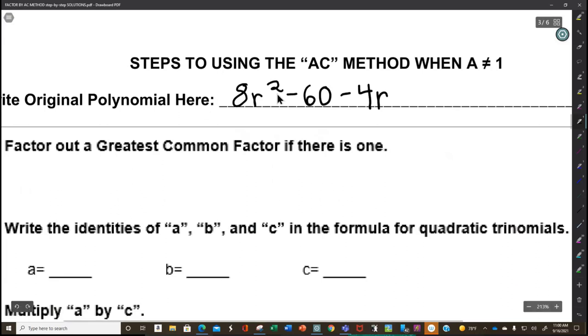Here we have a quadratic trinomial. Oh, but look, it's in the wrong order. They're trying to trick you, the people who wrote the book. Bad people. Okay, they're not bad people. 8r squared. For this method to work, you've got to put your polynomial in descending order. So minus 4r minus 60.